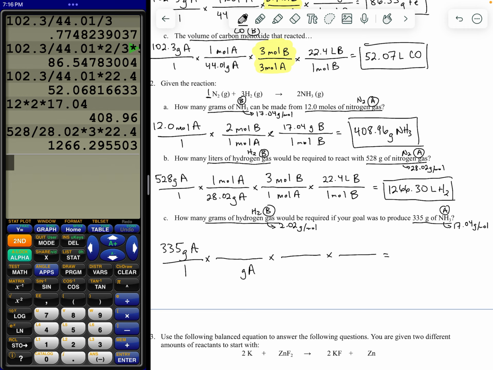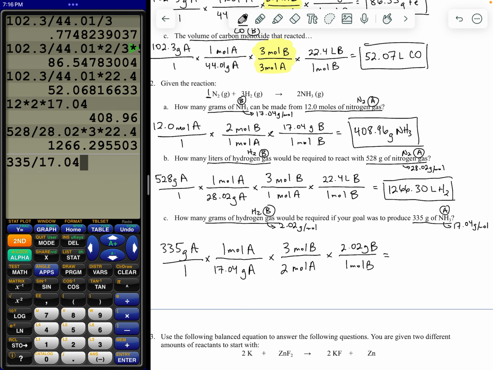I know grams of A are equal to 1 mole of A, and the grams of A in this case, which is our ammonia, is 17.04 grams. Moles of A to moles of B, that is going to be our 2, right? 2 moles of ammonia in the balanced equation is equal to 3 moles of hydrogen. 1 mole of that hydrogen is then equal to 2.02 grams of hydrogen there. And we go through 335.